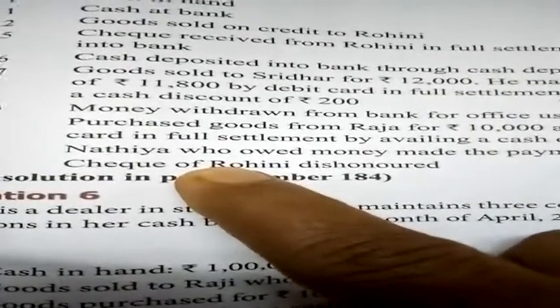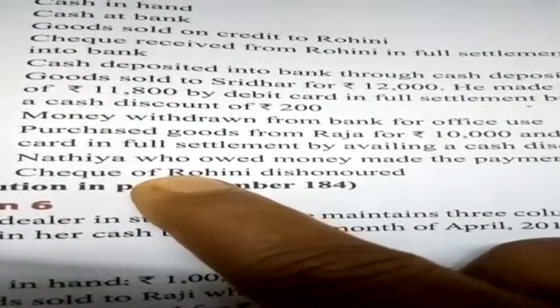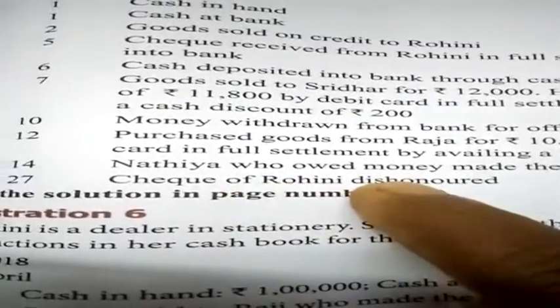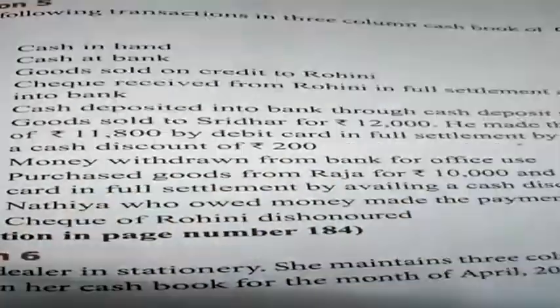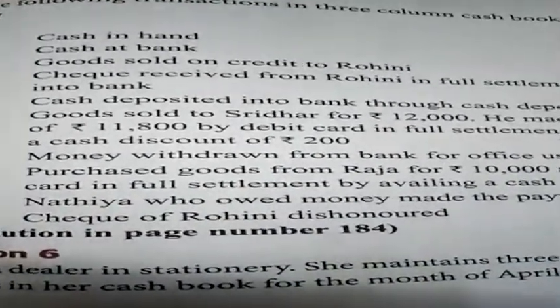And then the cheque of Roshini is dishonoured, because on date 5 the cheque was sent to the bank. So that 14,500 rupees cheque amount will be dishonoured here. So on the credit side, by Roshini, write the amount in the bank column, 14,500. So in this way you can maintain the 3-column cash book. Let us now see the solution for this example sum.